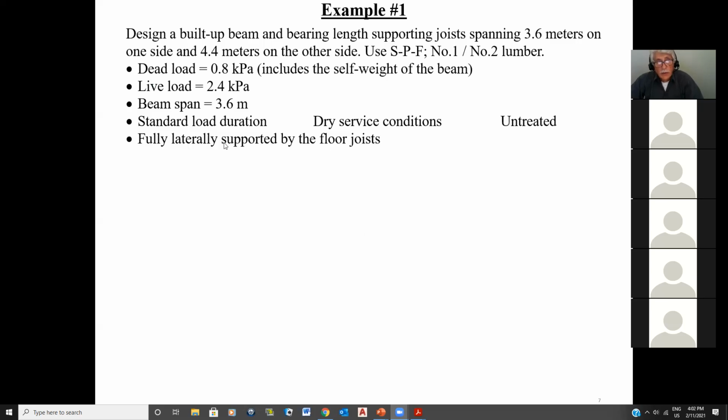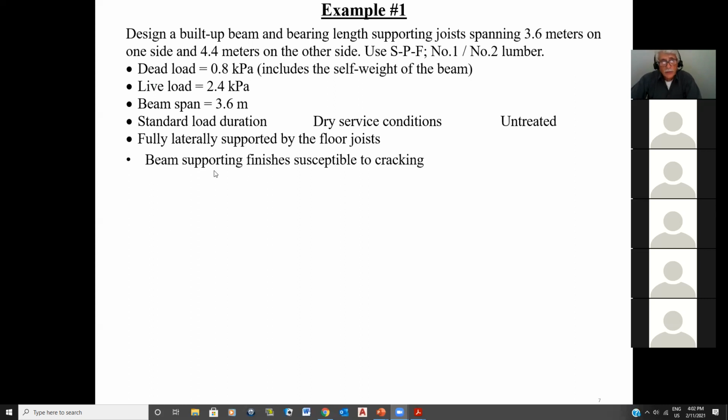And therefore fully laterally supported by a full joist, that's important. In other words, make sure your beam is attached, or the joists are fastened or nailed to the beam somehow, so that the beam has the lateral support provided by the joist. And that means your KL is going to be equal to 1.